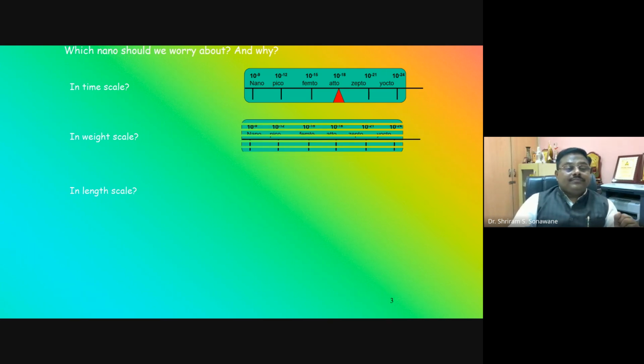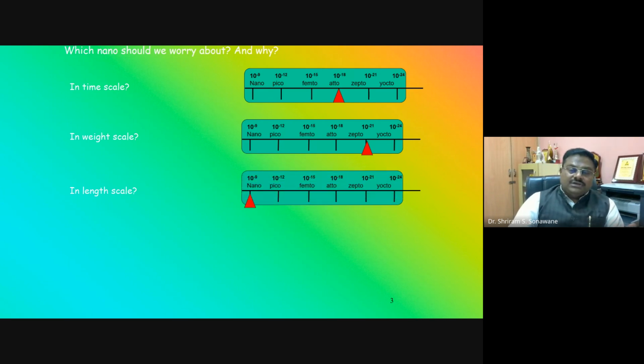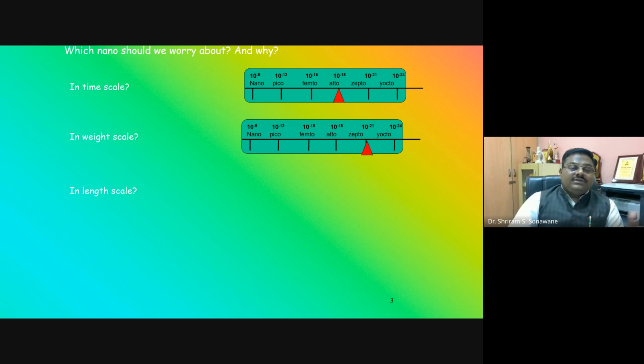Next slide, please. In weight scale, the weight scale is also from nano to yocto. Just give a tap. It goes from nano, that is 10 raised to minus 9, to zepto. That means lighter component, lighter material. Now, you got my point. Now we are going from kg to gram or something like that. It is lighter. The material becomes lighter, right? And we have the lighter material flexibility till this particular scale of zepto, that is 10 raised to minus 21.